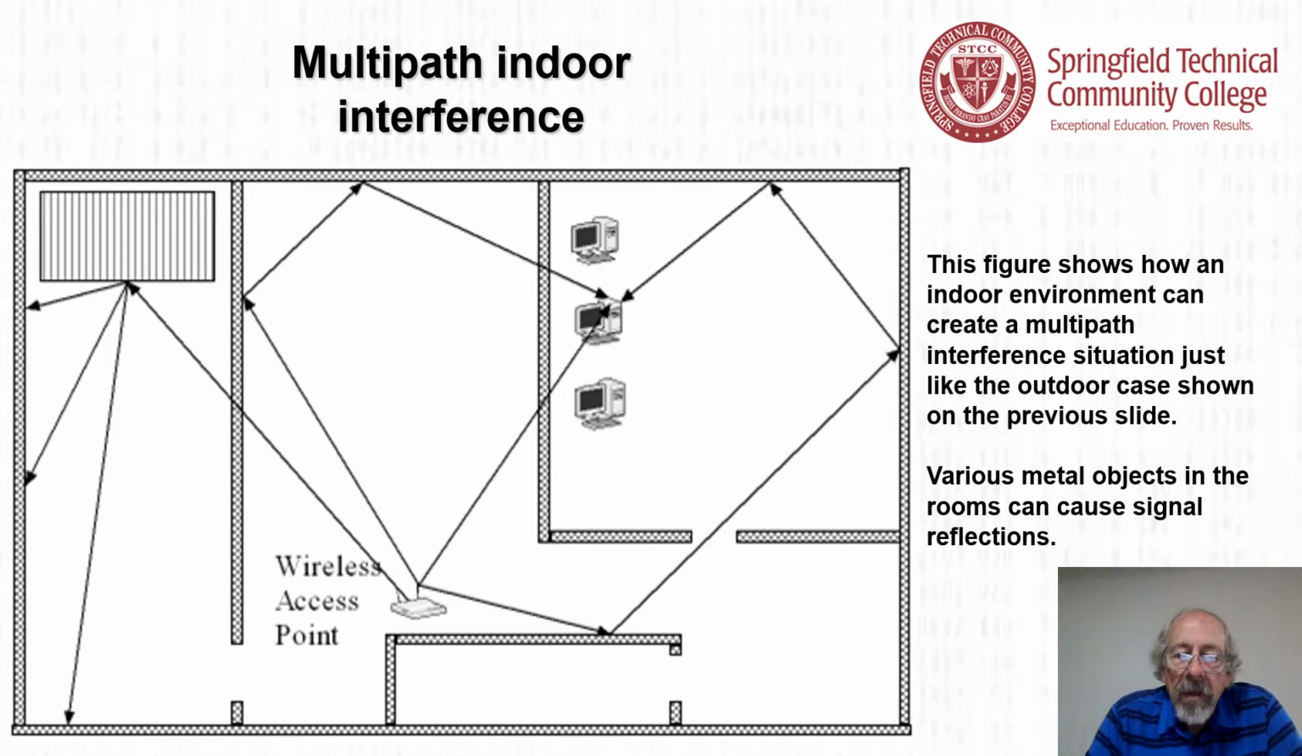And there's an antenna on that computer sitting in the top right-hand side there, and notice how the wireless access point signals have gotten to it by going through different paths. And different length paths mean different phase angles, and again, you'll have vector addition at the destination.